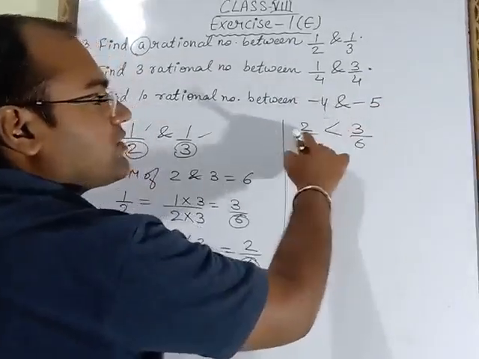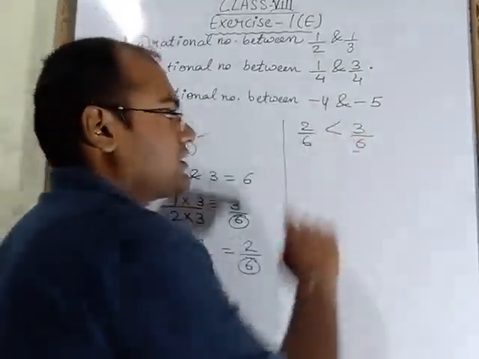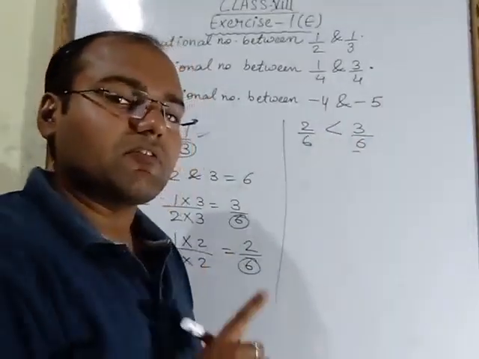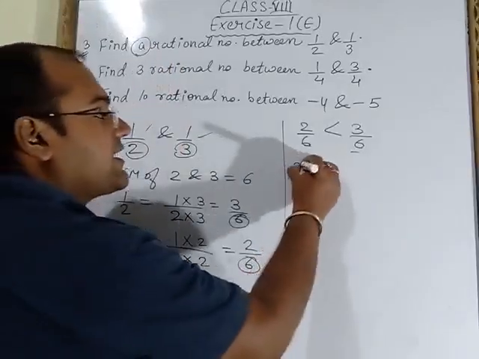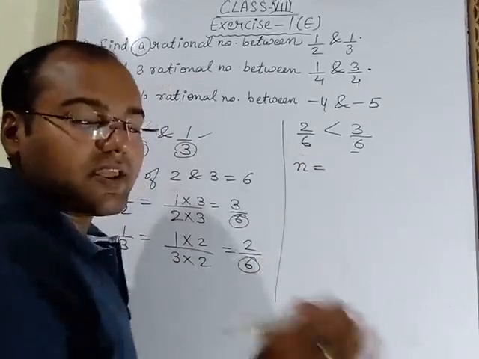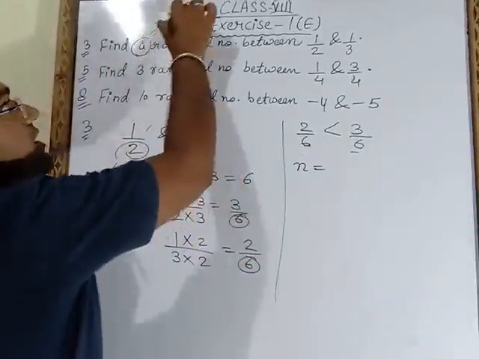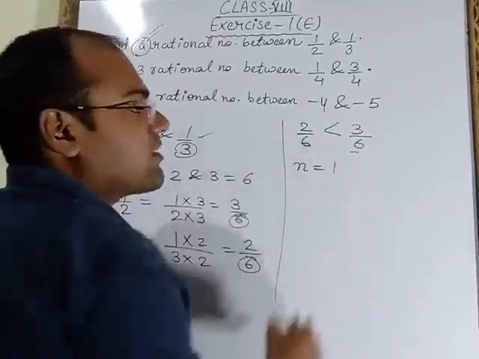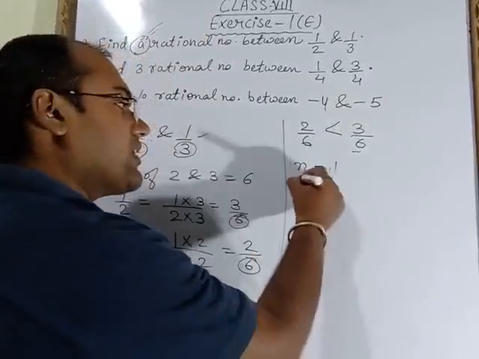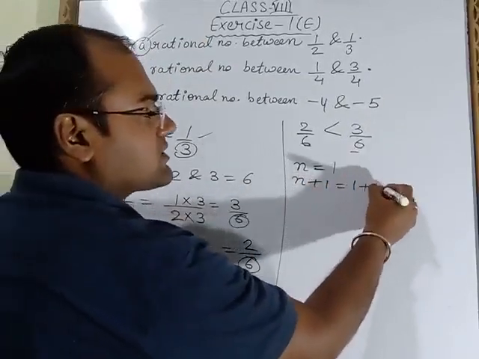Now between 2 and 3 the denominators are the same, and in the numerators 2 and 3 are written. Between 2 and 3 we will not get any number. So what do you have to do now? First of all you have to write n. N means how many rational numbers we have to write in this question. In this question he said we have to find a rational number, a means 1. That means you have to take the n value as 1. Now the next step is you have to increase it by one. N plus 1 means 1 plus 1, which is 2.